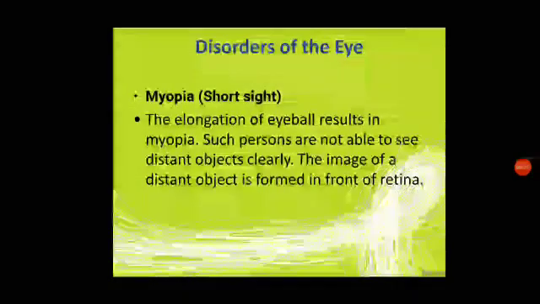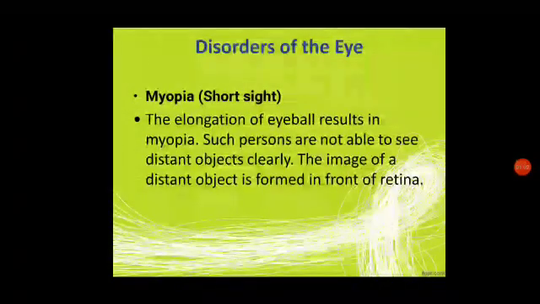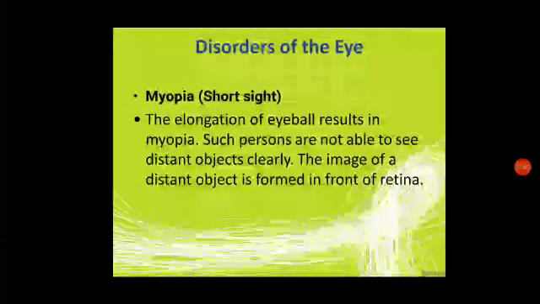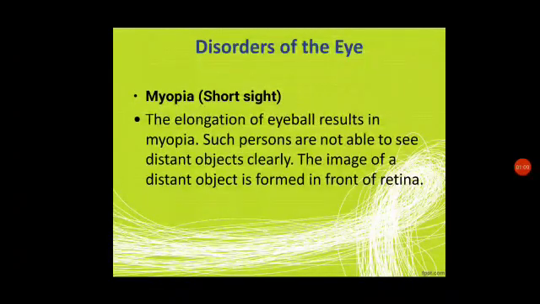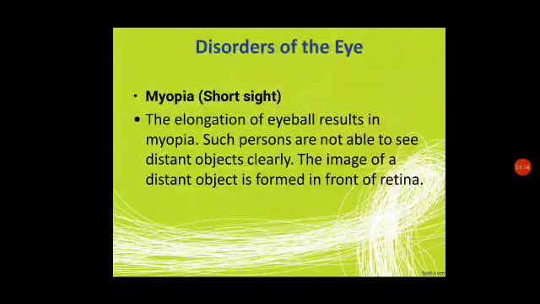Myopia. What is myopia? Short sight. The elongation of the eyeball results in myopia. Such persons are not able to see distant objects clearly, and the image of the distant object is formed in front of the retina. Students, when there is myopia, the image of the object is not formed on the retina but in front of the retina. So the person cannot see distant objects clearly.